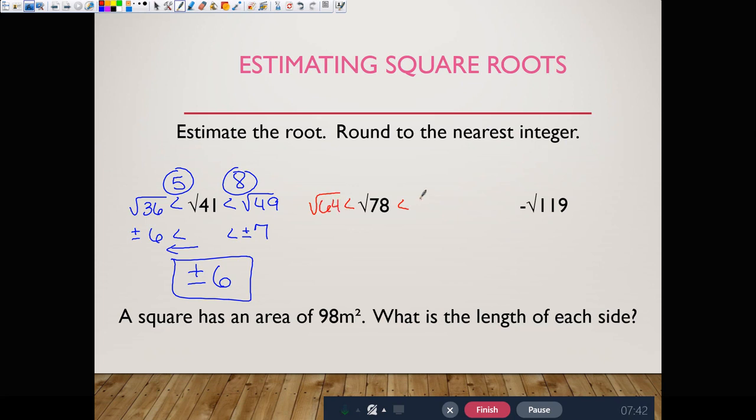64 and 81. And what is the square root of 64? 8 and square root of 81, 9. Okay, so now I'm going to do the same thing. How many away is 78 from 64? 14. And how many is 78 from 81? 3. So which one is it closer to? Is it closer to 8 or closer to 9? 9. So it's going to be plus or minus 9. So it's closer to 9.